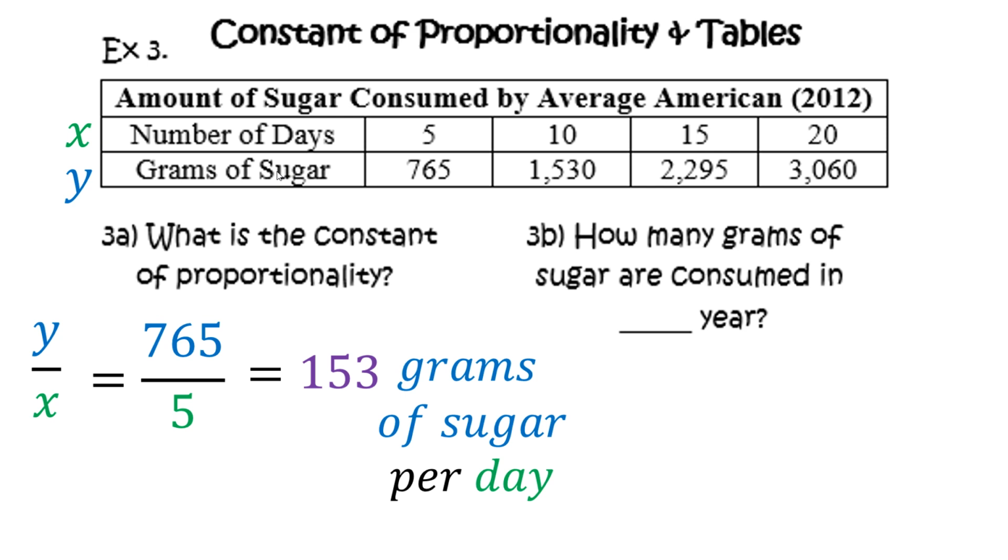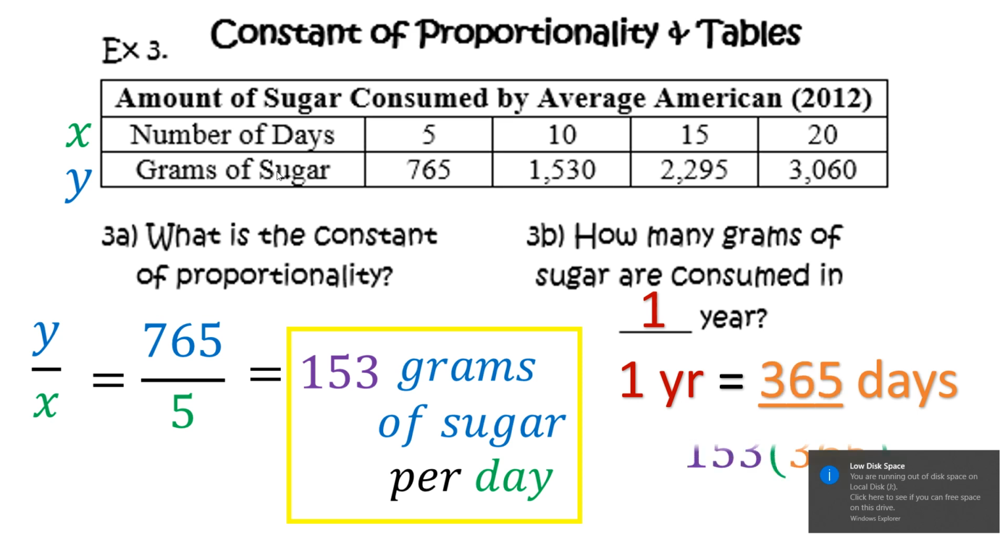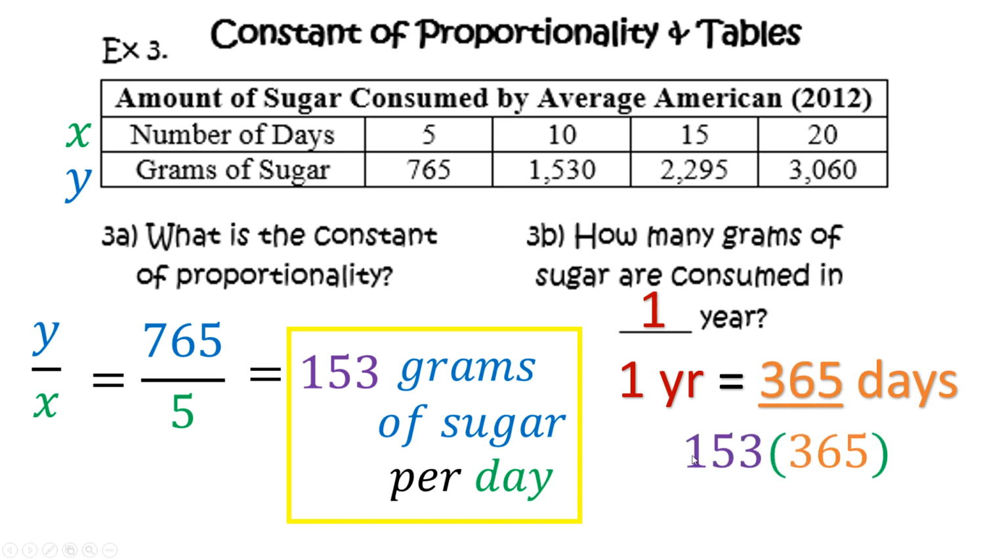How many grams of sugar are consumed in 1 year? So if it's 153 grams of sugar per day, how many days are in an average year, not counting a leap year? 1 year is 365 days. So therefore, we multiply 153 times 365, and therefore the average American consumes 55,845 grams of sugar.